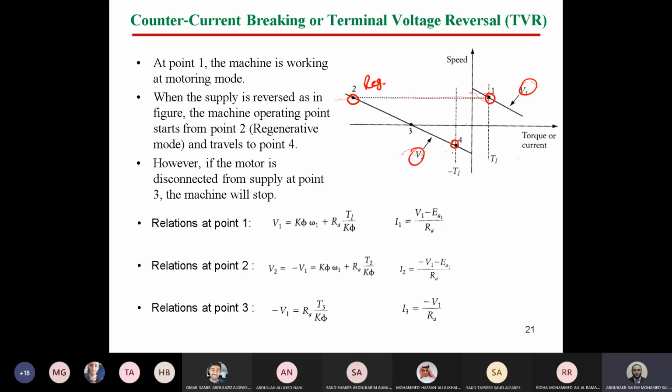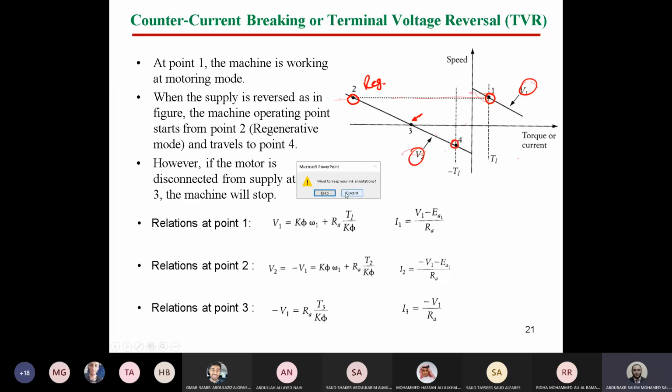So if I would like to stop the motor, which point can we consider as the motor having zero speed? Point number 3. So if we add a mechanical clutch here, it will stop the motor at that point. So just adding a mechanical switch to detect the motor speed. If we reach point number 3, it will disconnect the motor, if we need to stop our motor using counter current braking.